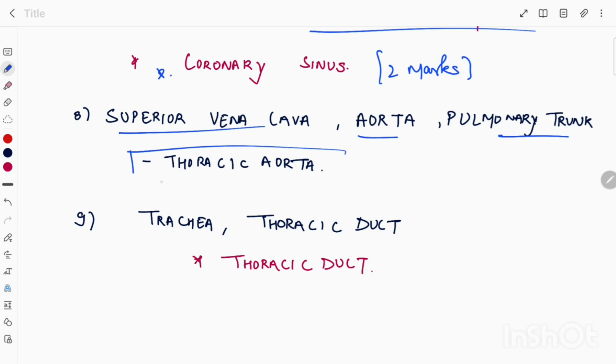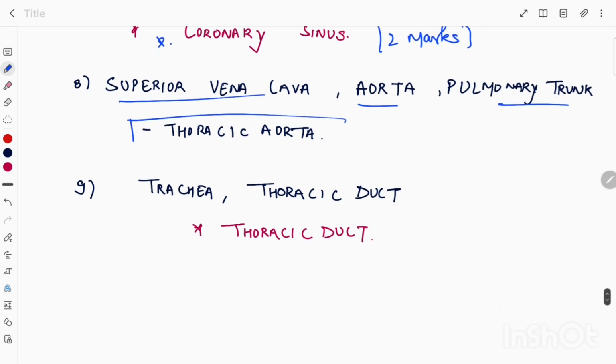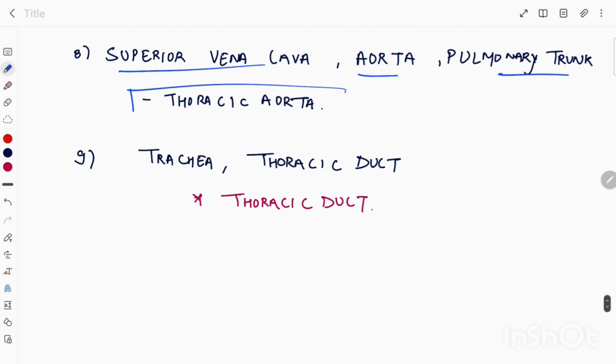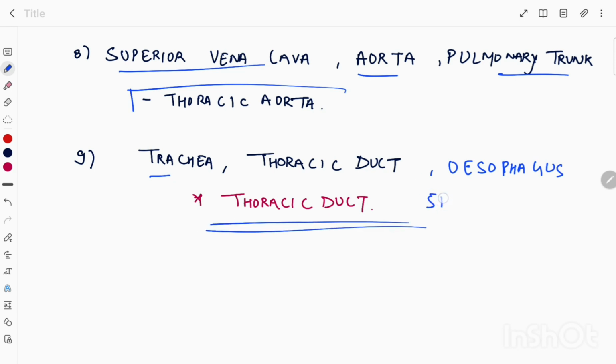Then there is the chapter of superior vena cava, aorta, pulmonary trunk, not a very important chapter, therefore you can only get a question like thoracic aorta, not very important. Then the last is trachea, thoracic duct and esophagus. In that, the very important question is the thoracic duct. It comes very often for 5 marks, so you should prepare these.